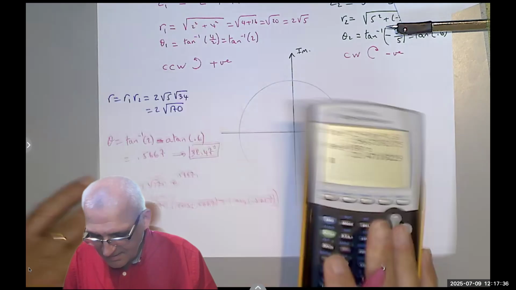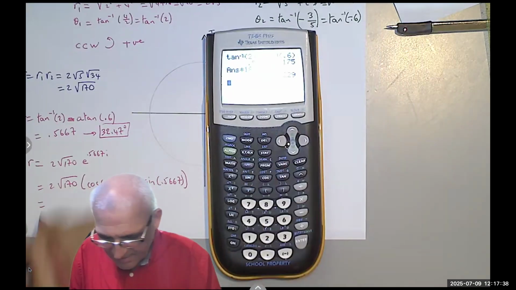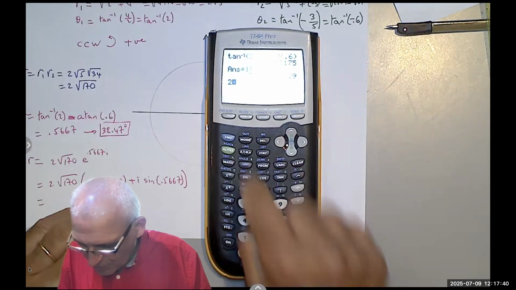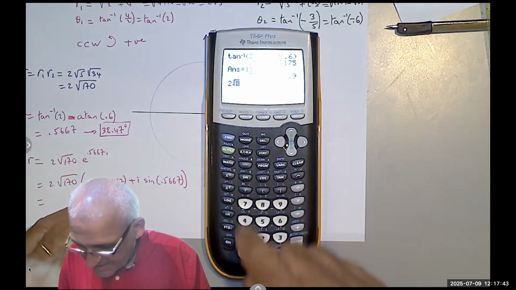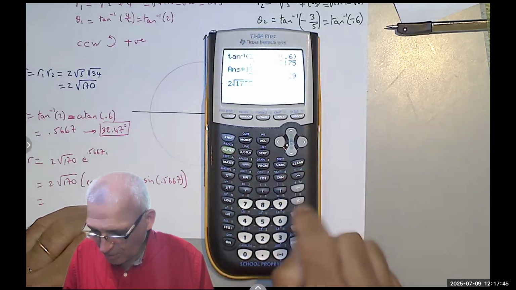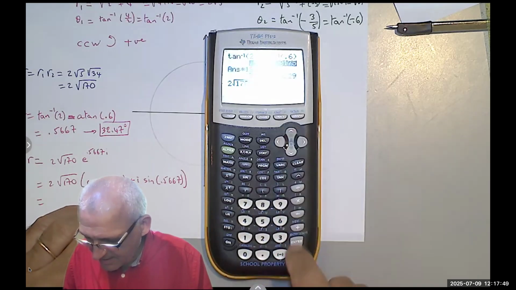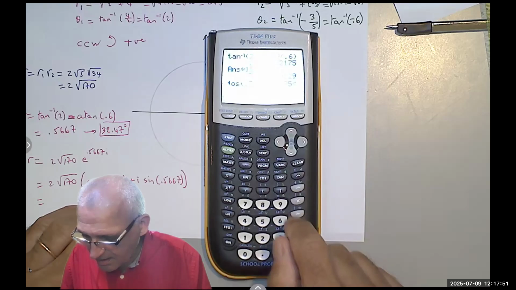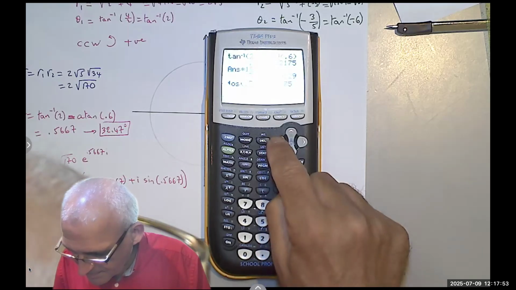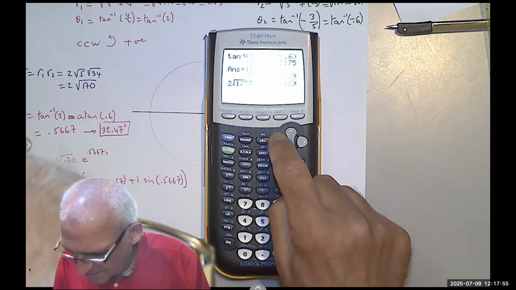Let's do that with a calculator and see what we get. So 2 square root of 170, open parentheses, cosine of this angle. Did we open parentheses? Yeah, I think I opened parentheses.